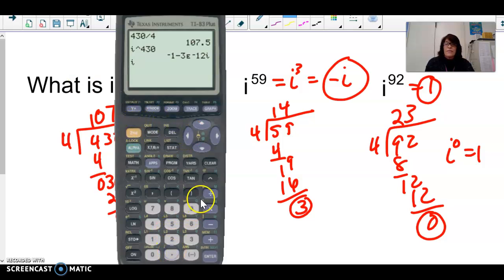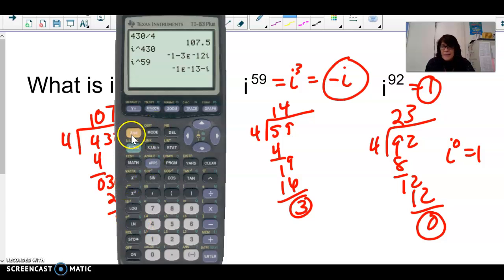If I do i to the 59th, what's that give me? It's supposed to give me negative i. It gives me, do you see that this number is 0? This gives me 0 minus i. Well, that's negative i, but you have to recognize this as 0. Negative 1e to the negative 13th is 0.000000000000001. Might as well be 0. However they program this, they mess it up.